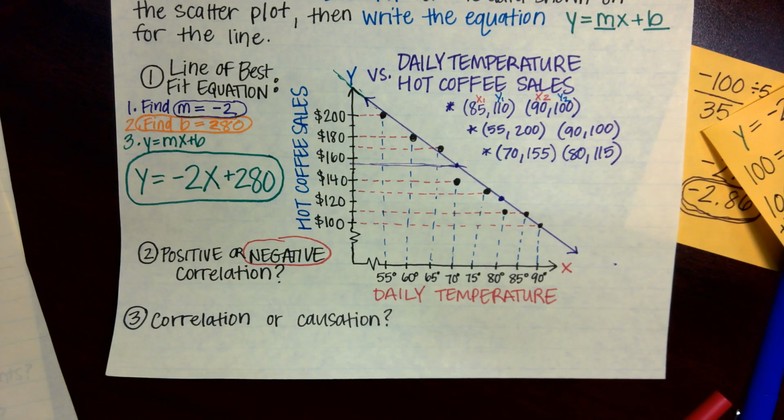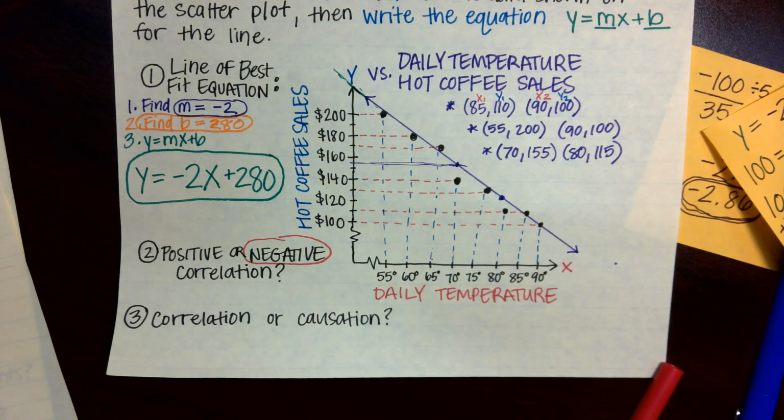However, we want to know, is the temperature the cause of their sales changing? Is the temperature the reason? Is it forcing people to buy less coffee? Is it forcing people to buy more coffee? Or is it more of a situational thing? Are there external factors? What do we think?